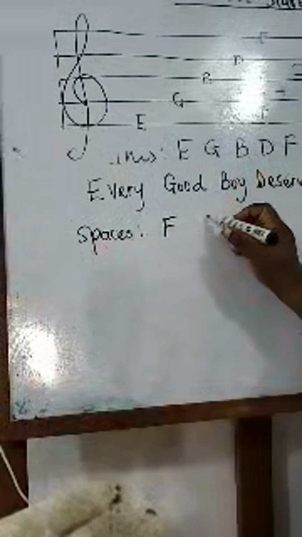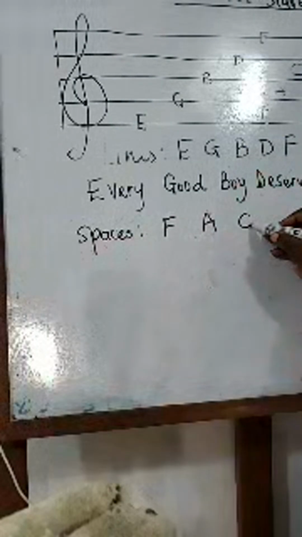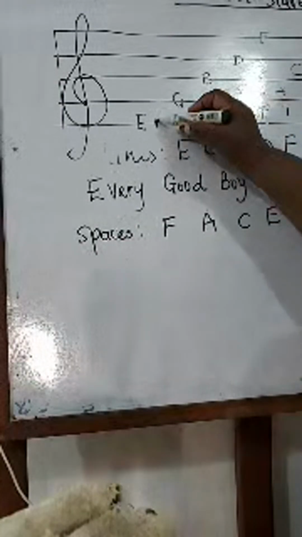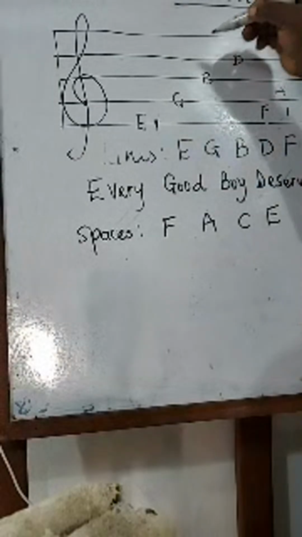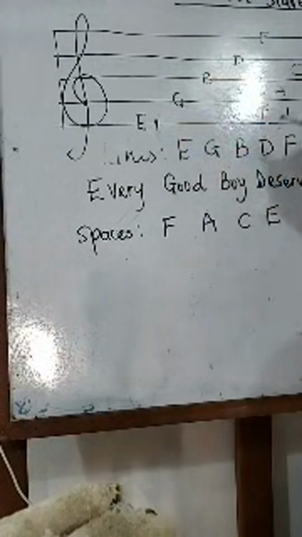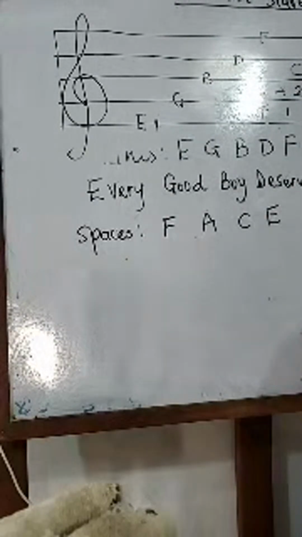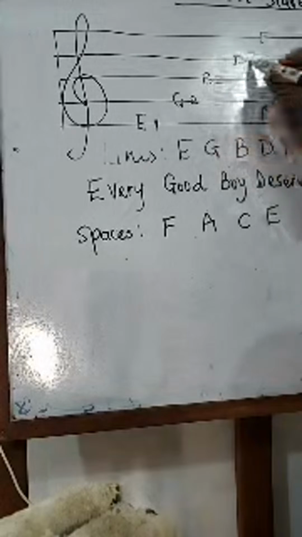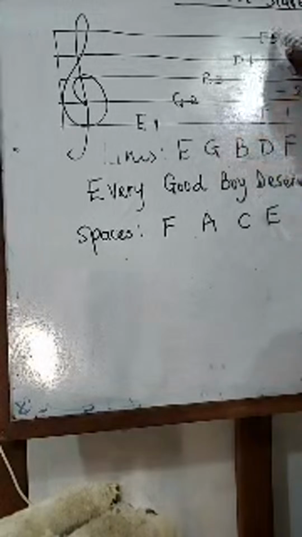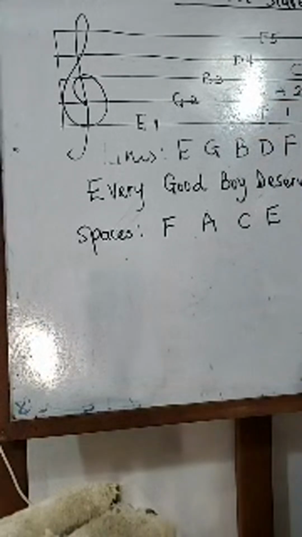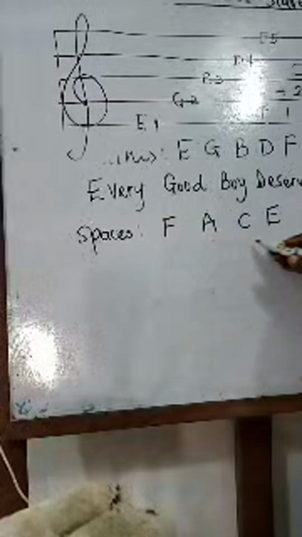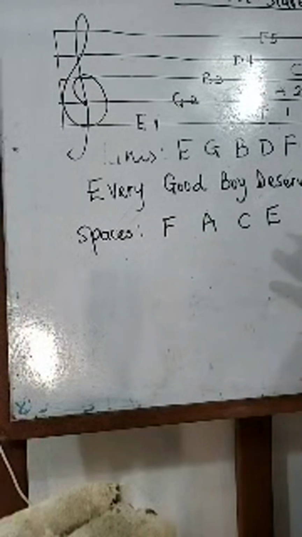We have F, A, C, E. Please don't forget that this is one. This is one. Not one here. Line one is down. Space two, space three, space four. Line two, line three, line four, and five. So we have F, A, C, E as normal FACE.